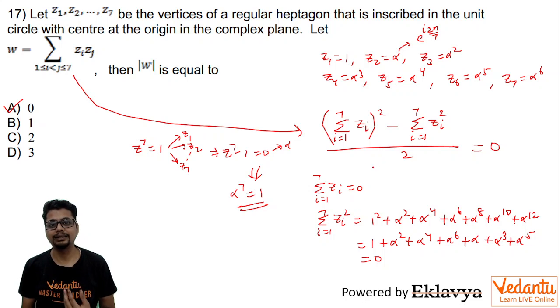So that means it holds for any general regular heptagon inscribed in a unit circle with center at origin in the complex plane. Answer is 0.